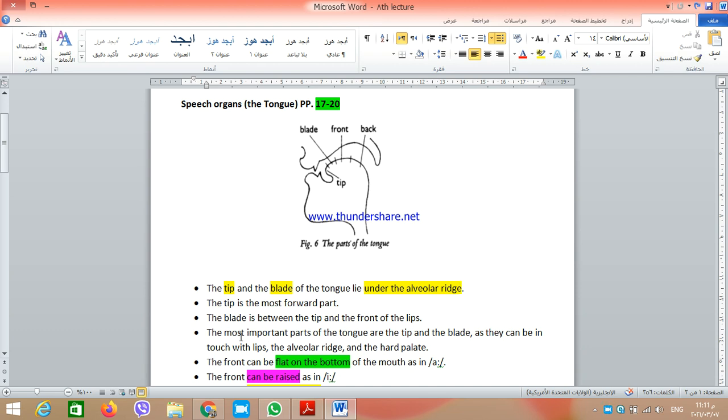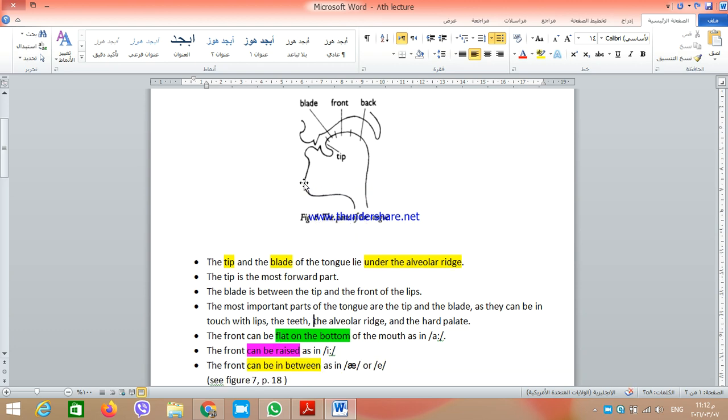Why? As they can be in touch with the lips, with the alveolar ridge, and with the hard palate as well. We may add the teeth as well. Okay? These are the 2 important parts. They are more important than the front and the back.